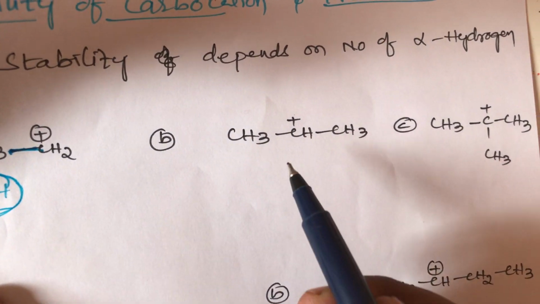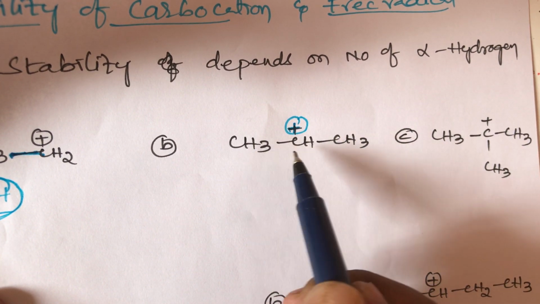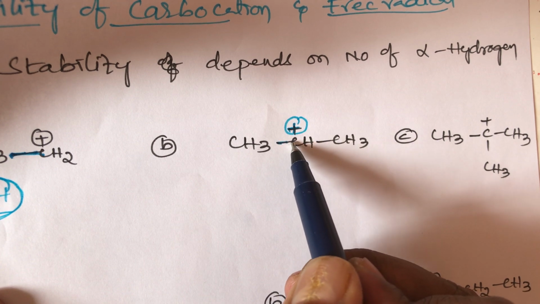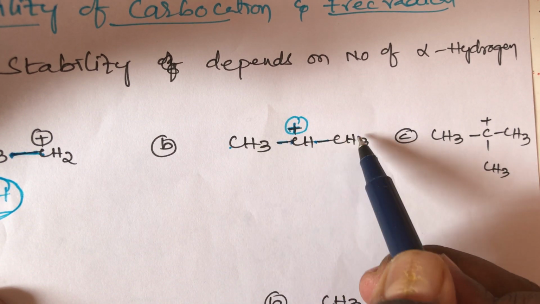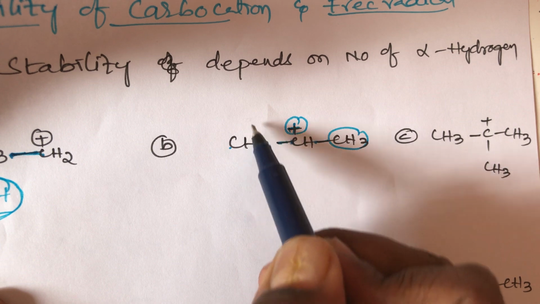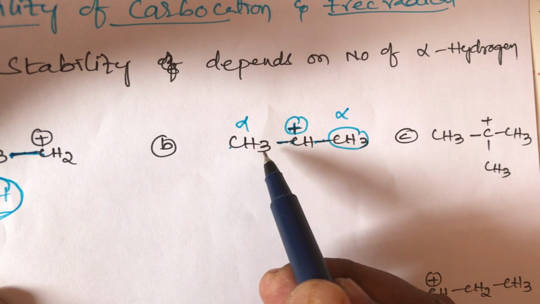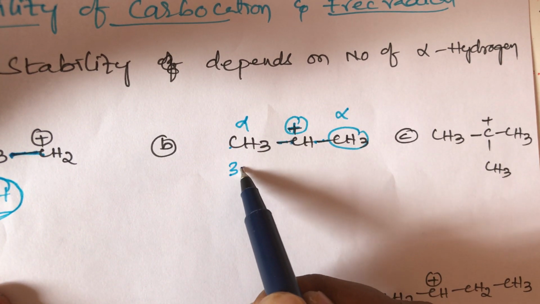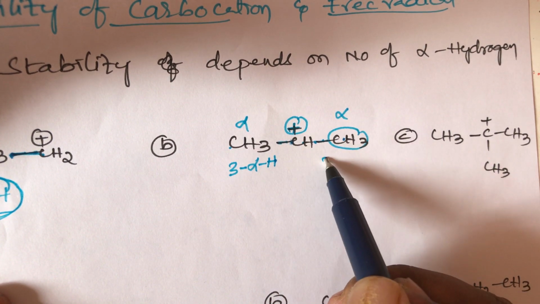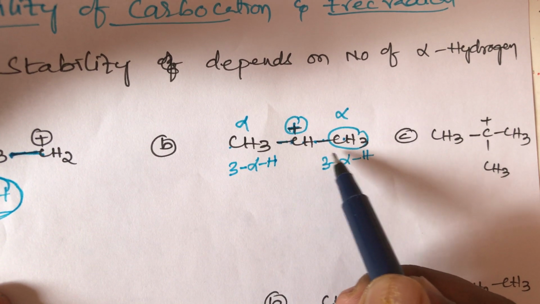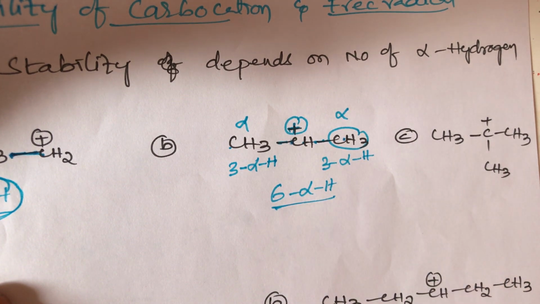What about the second one? This is a secondary carbocation. The positive charge is directly connected to a carbon on the left-hand side and a carbon on the right-hand side. So the left-hand carbon is an alpha carbon, and the right-hand carbon is also an alpha carbon. The left-hand carbon has 3 alpha hydrogens, and the right-hand carbon also has 3 alpha hydrogens. In total, the second compound contains 6 alpha hydrogens.